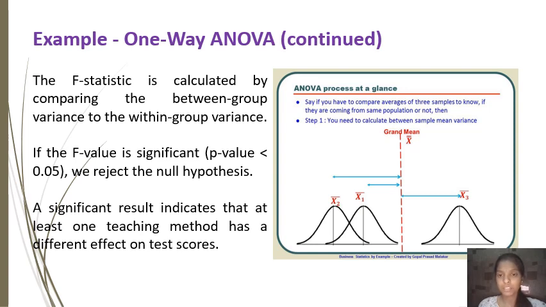The ANOVA process at a glance. Say you have compared the average of three samples to know if they are coming from the same population or not, then in step 1 you need to calculate the between sample mean variance.